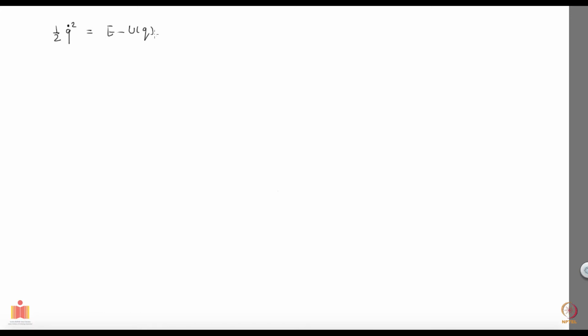Note that even before I start integrating things, look at the left hand side. The left hand side is the square of a real quantity, right? Because q is real, q dot has to be real, which means that this can never be negative, which says that the total energy of the system should always be greater than the potential energy that the system has at any q value. If a system is at some q, then the system should have a total energy which is more than the potential energy at that point. So E minus U of q should always be greater than or equal to 0.